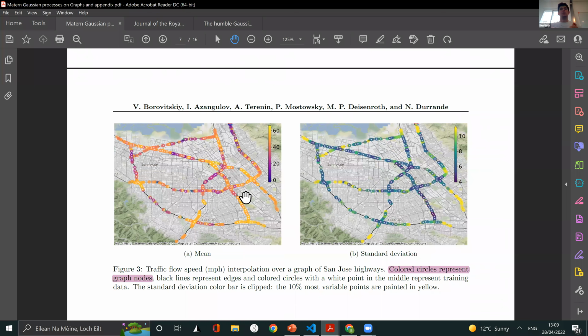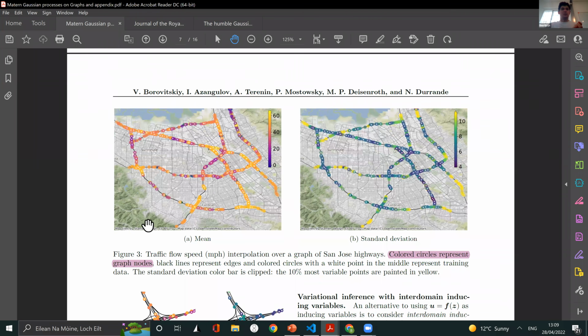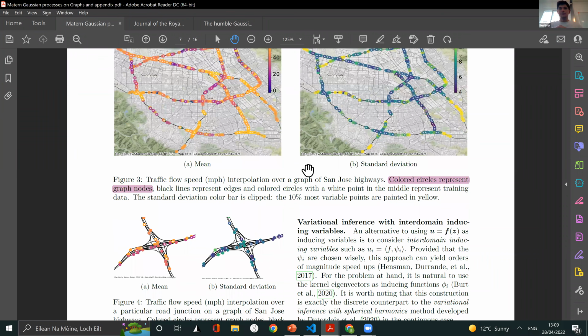It's an example where you definitely get better predictive performance because you take into account the structure of the graph. Across the road, the traffic flow is not the same. And so we wanted to model that.